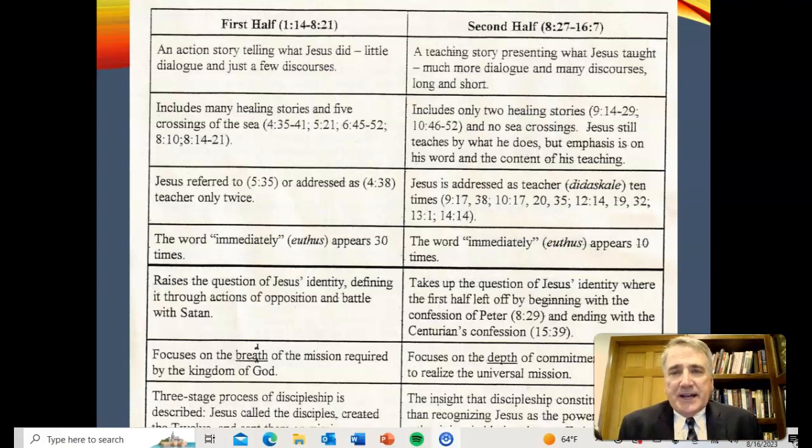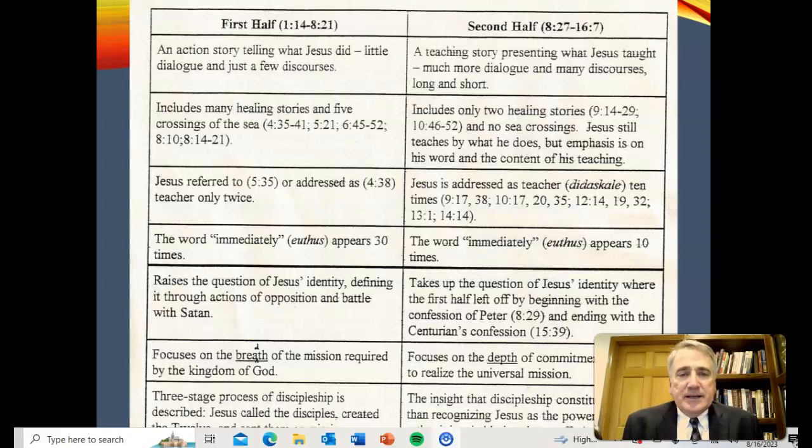In contrast, in the second half, there's only 2 healing stories, and there's no sea crossings. And so the emphasis focuses more on his words than his deeds in the second half of the gospel. He's only referred twice as a teacher, only addressed once as a teacher and referred to once as a teacher. So that's not the focus of the first half. But in the second half, 10 times he is called teacher. So again, this shift from his action characterization to his teaching role in the second half.